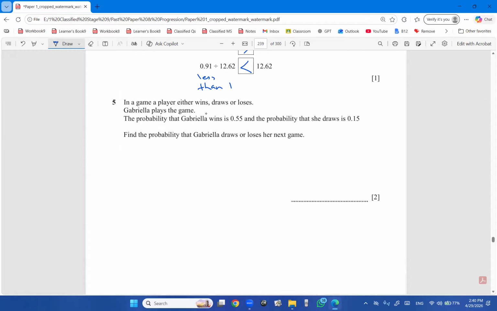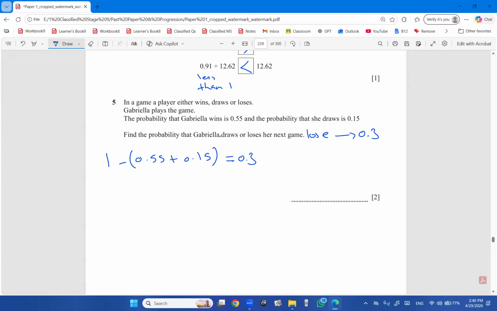In a game, a player either wins, draws, or loses. Gabriella plays the game. The probability that Gabriella wins is 0.55, and the probability that she draws is 0.15. Find the probability that Gabriella draws or loses. What is the probability of losing? Wins is 0.55 and draws is 0.15. The rest is the loss. So you add them up, then subtract the answer from 1, which is going to give you exactly 0.3. So 0.3 is the loss.